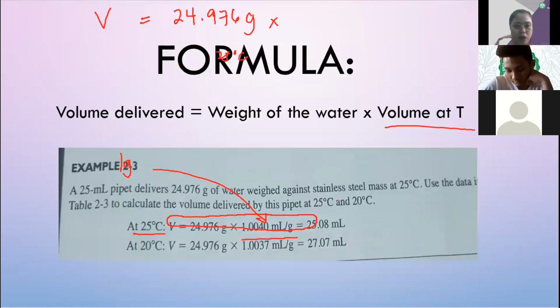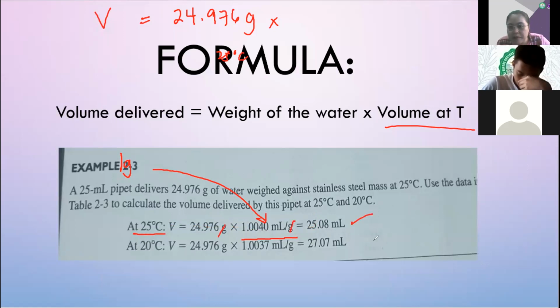So if we are going to correct the measurement, as you can see on the screen, class, the 24.976 is multiplied by 1.0040 ml per gram, so the grams cancel. This is the correct volume that the pipette delivered at 25 degrees Celsius. So again, the volume varies when the temperature changes. That's why we need to correct it.